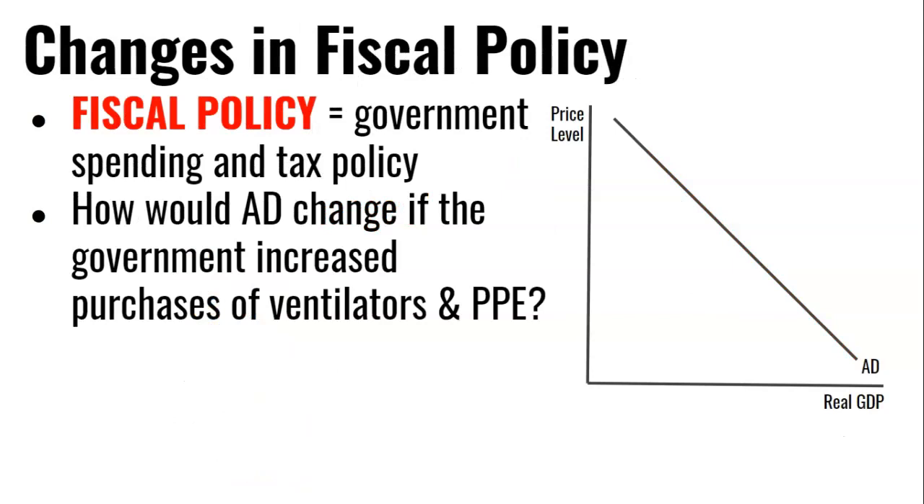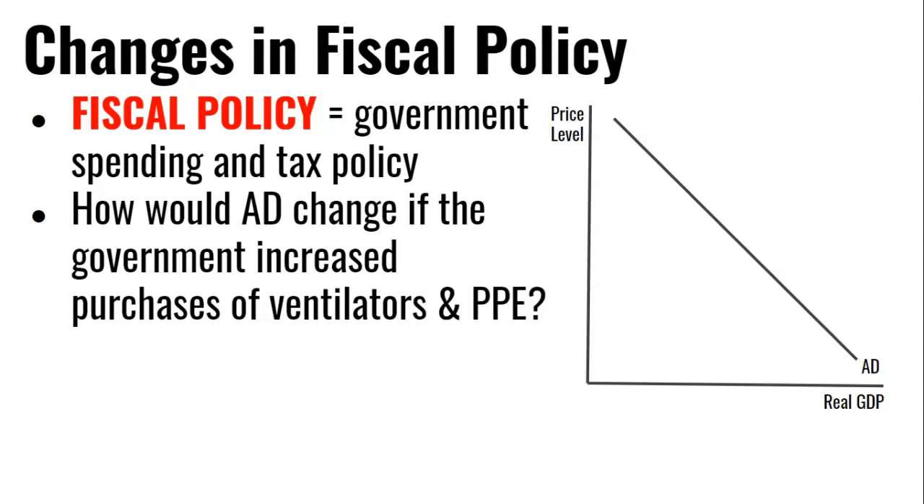Fiscal policy is the government's specific policies related to taxing and spending. We'll talk more about fiscal policy later in the course, but just to start thinking about it now, what would happen to aggregate demand if, for example, the government decided to increase its purchases of ventilators and personal protective equipment, or PPE, face masks and face shields and gloves, to deal with some sort of epidemic or pandemic outbreak of a disease, let's say.